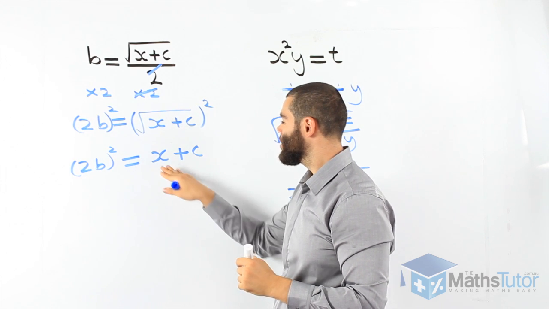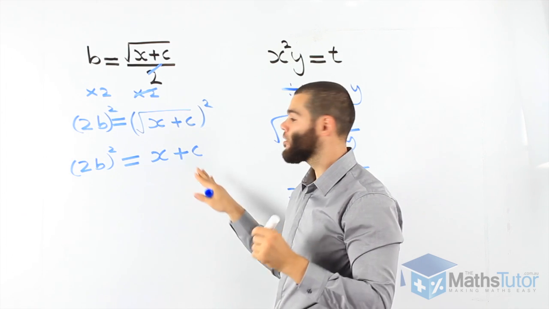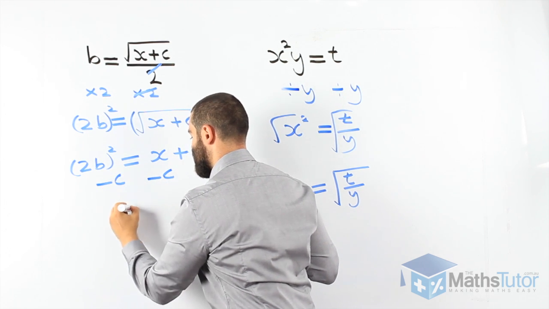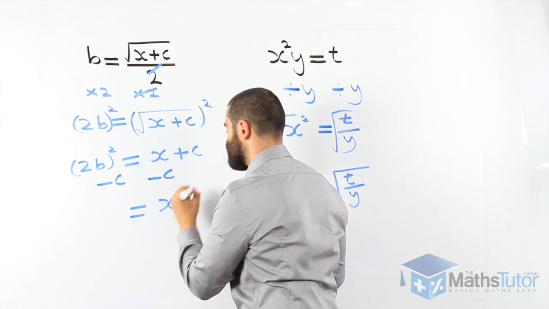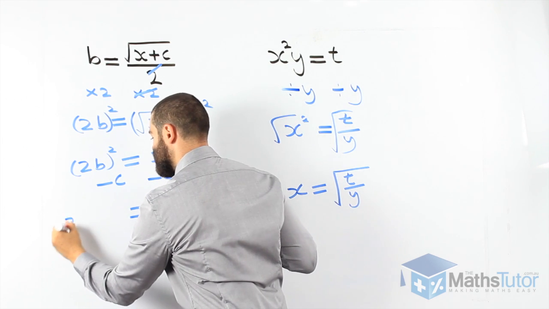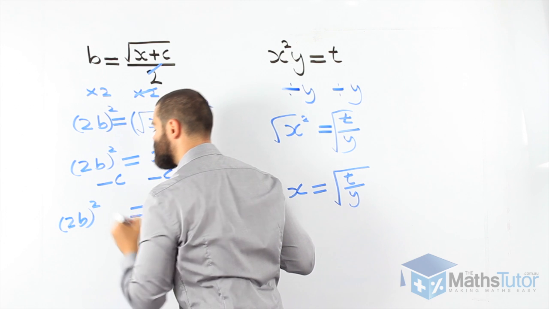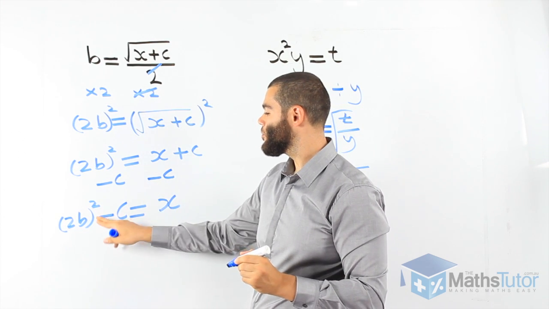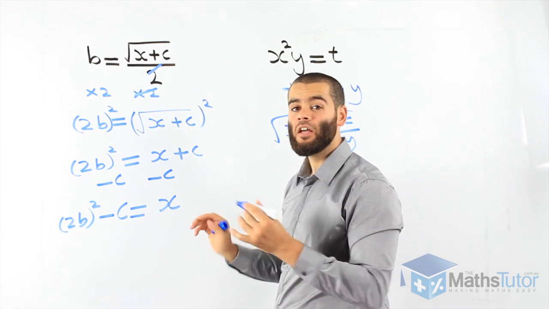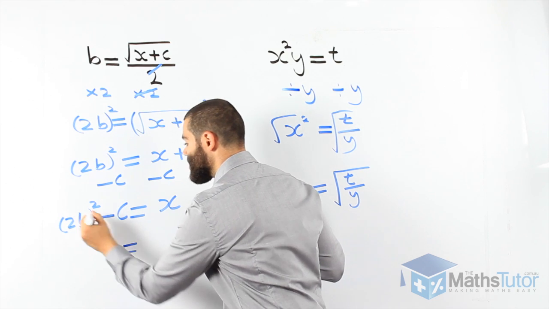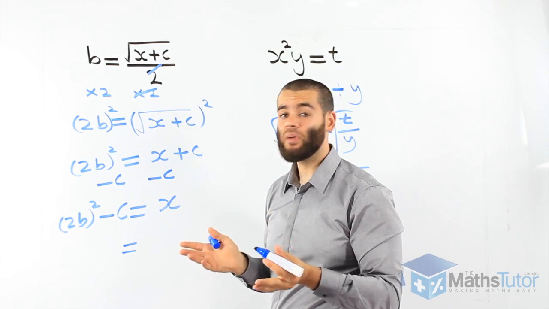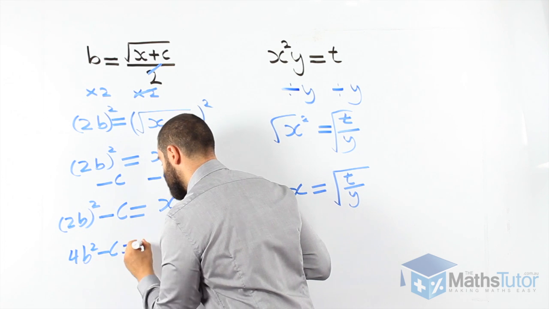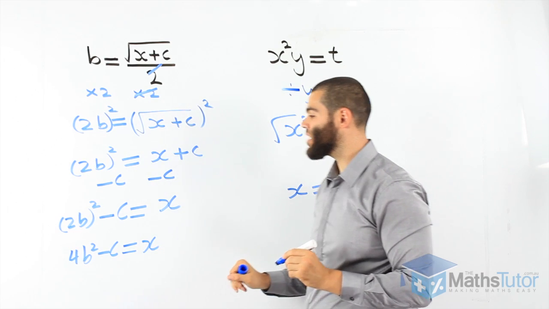Now we are nearly there. We have x plus c. Plus c is minus c. So we have x here, and now we have 2b all squared minus c. That's our answer: 2b all squared minus c. And you can simplify it even further. 2b squared is 2b times 2b, which is 4b squared minus c equals x. We have made x the subject.